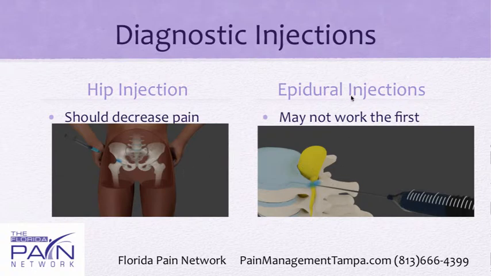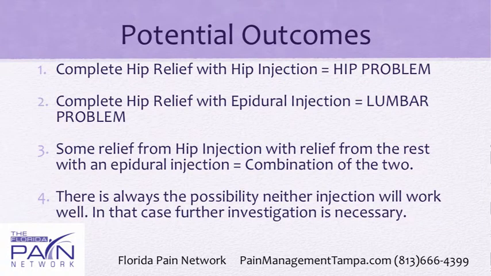Then with epidural injections, typically if you're having lumbar spinal stenosis leading to hip pain, you'll get a lot of relief with that injection. So here's the way the outcomes work. If you get complete hip relief with a hip injection, you have a hip problem. If you get complete hip relief with an epidural injection, it's a lumbar issue. If you get some relief from a hip injection and the rest of the relief comes with an epidural, it's a combination of the two. There's always the possibility that neither injection will work well. In that case, further investigation is necessary.